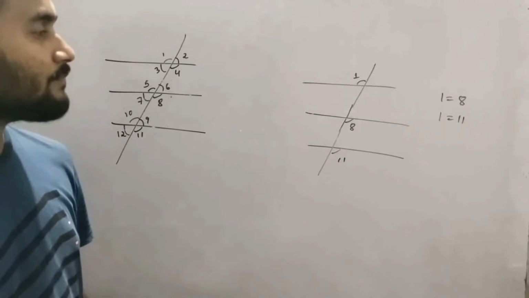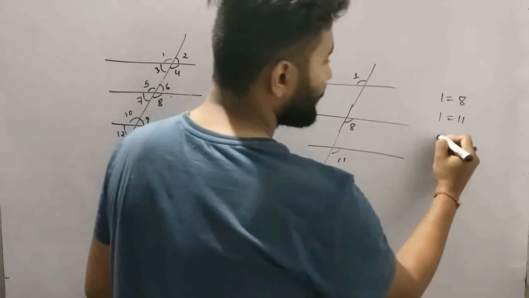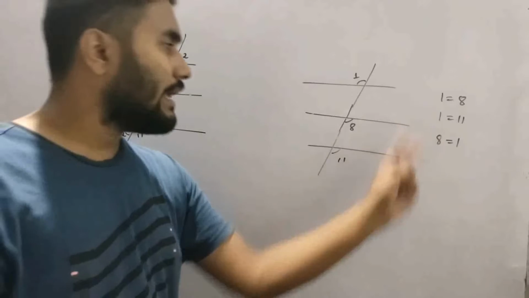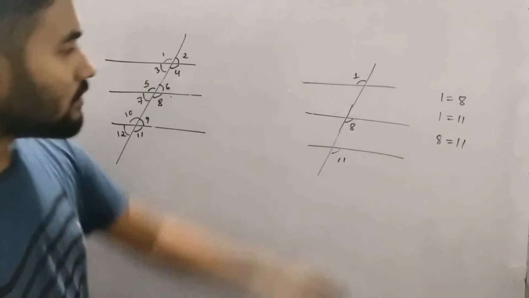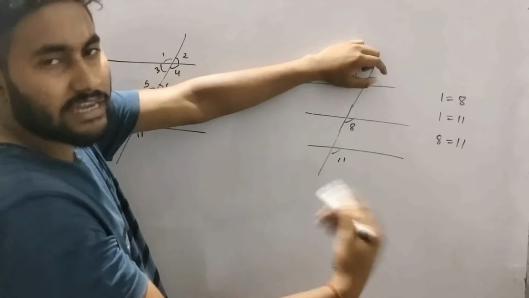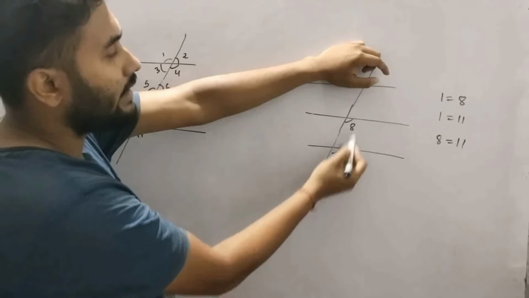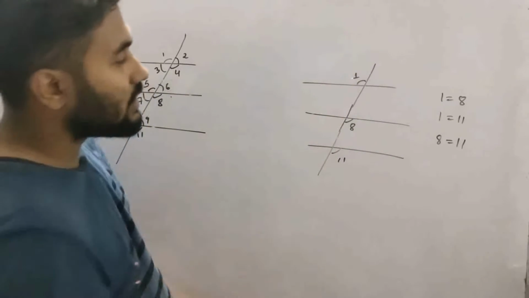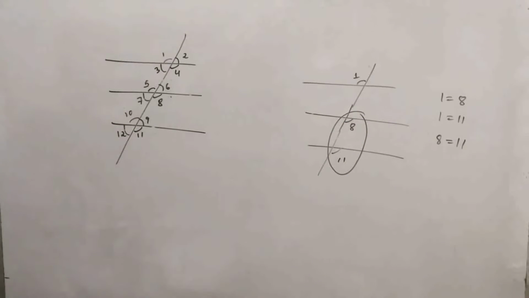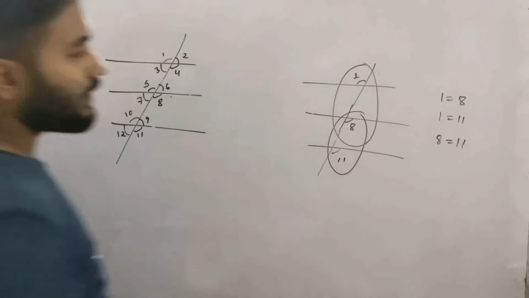Same thing, alternate angles. Then 8 and 11 should also be equal. If 1 is equal to 8, 1 is also equal to 11, then our 8 and 11 is also equal. So what angles are 8 and 11? Look carefully. They are on the same side, left, right side. Okay. So 11, jump one angle, you will reach 8. So these are again corresponding angles. These are alternate angle.